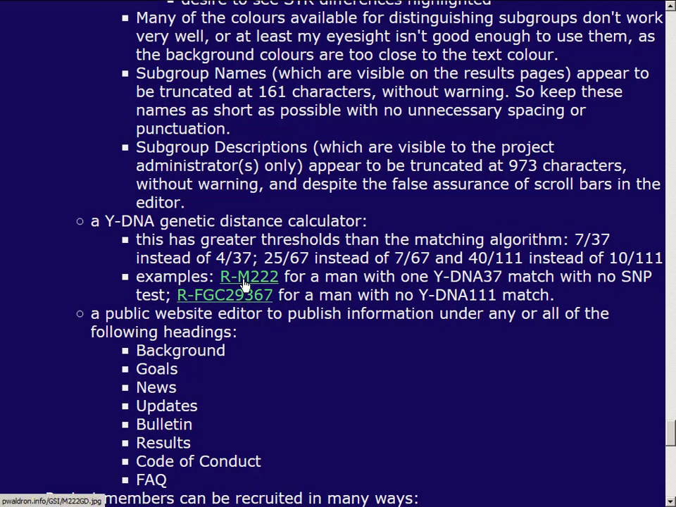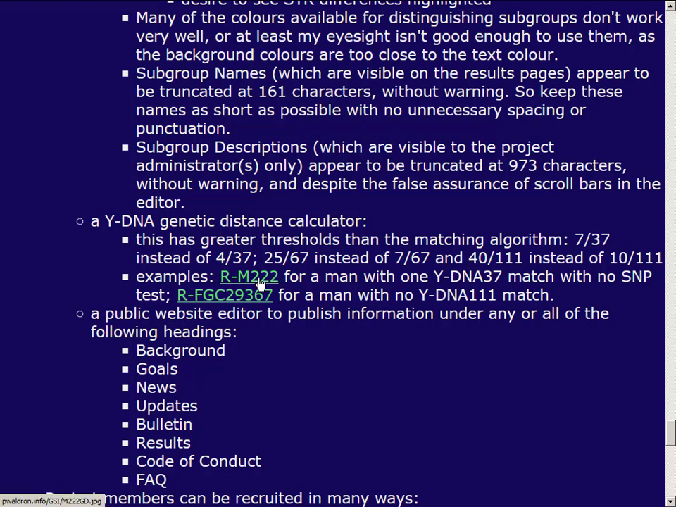The other nice thing we have as project administrators is a genetic distance calculator. You're deemed a match if you're four differences or less out of 37 apart, 7 or less out of 67 apart, 10 or less out of 111 apart. But a project administrator can see matches just outside those thresholds, which can be very useful.